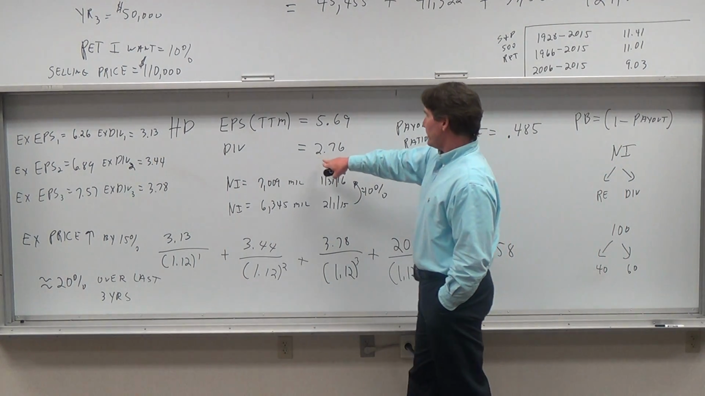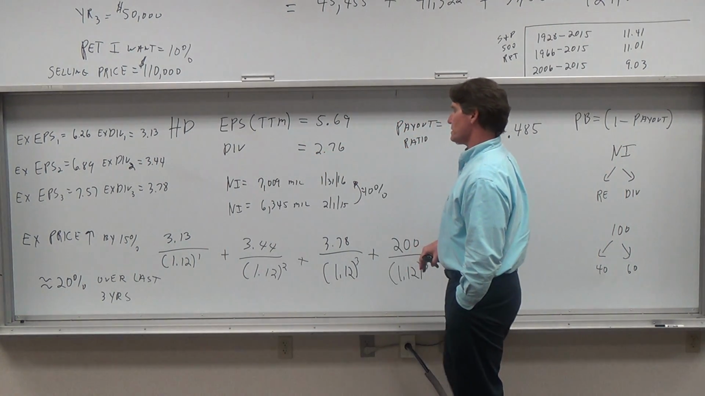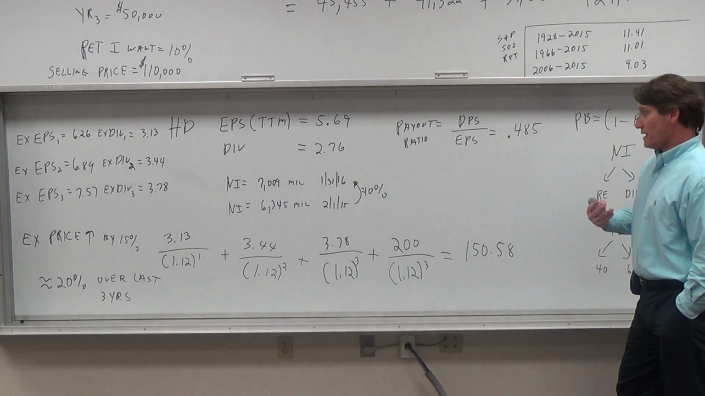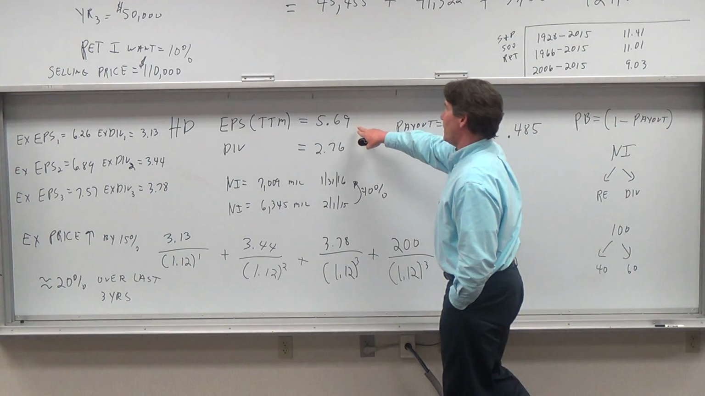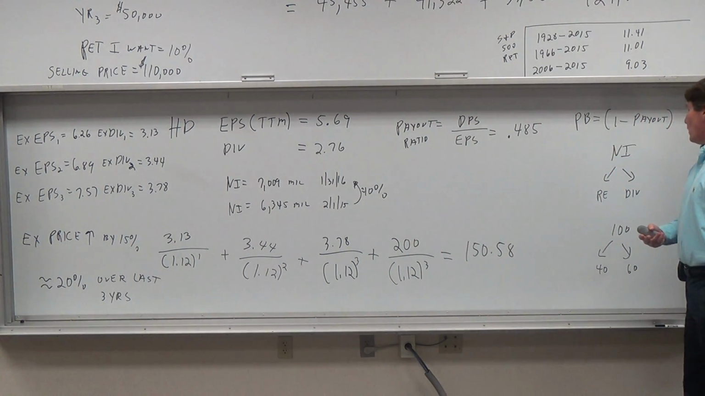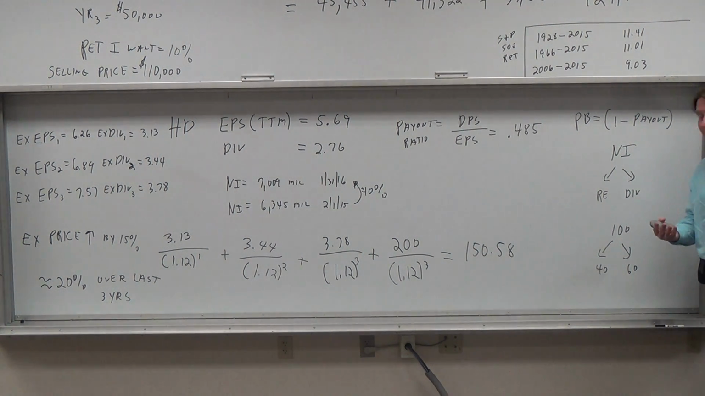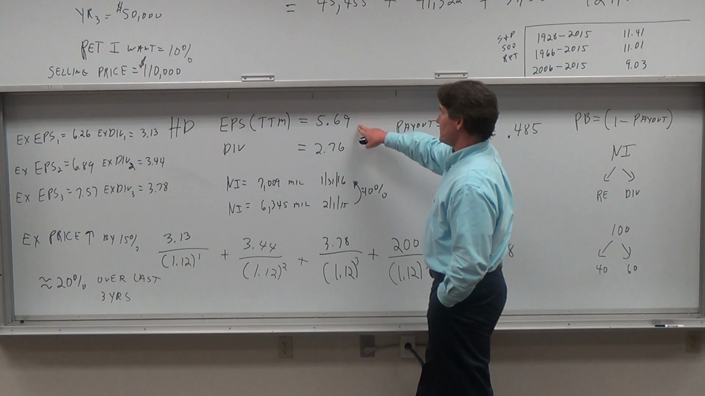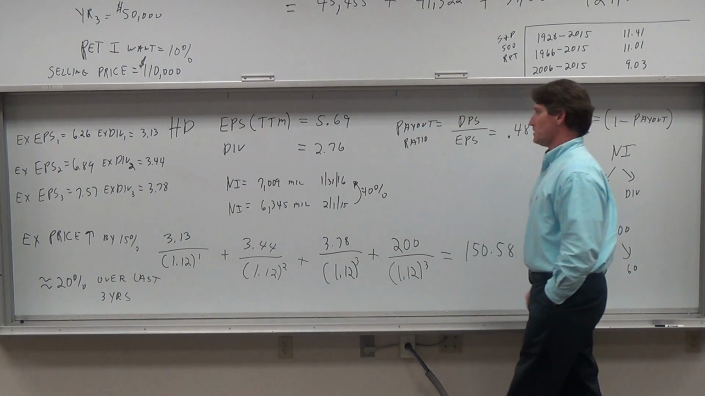They paid a dividend over the last year of $2.76. So they paid a $2.76 dividend off of $5.69 of earnings. Well, where did the rest of that money go? Well, you remember from accounting class, net income belongs to shareholders. I can pay some of it, or all of it, in the form of a dividend, or I can retain some of it, or retain all of it. So what Home Depot is doing is they're making $5.69 per share, paying out $2.76 per share.